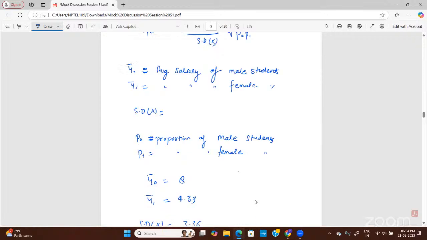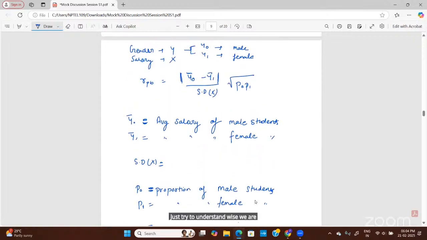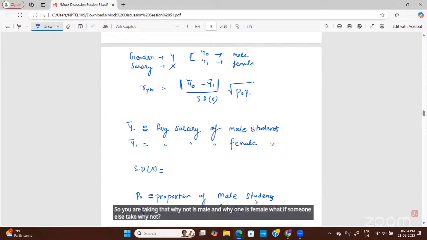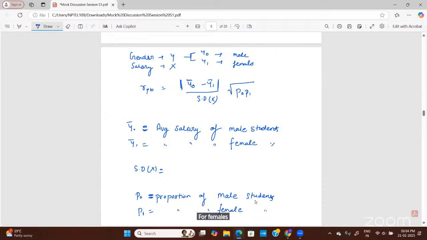Just try to understand why we are taking the absolute value. Ma'am, you are taking y0 as male and y1 as female. What if someone else takes y0 for female and y1 for male? That is also possible. Then in that case, it will be 4.33 minus 8, and every person will be getting a different answer. It can be negative also in that case.